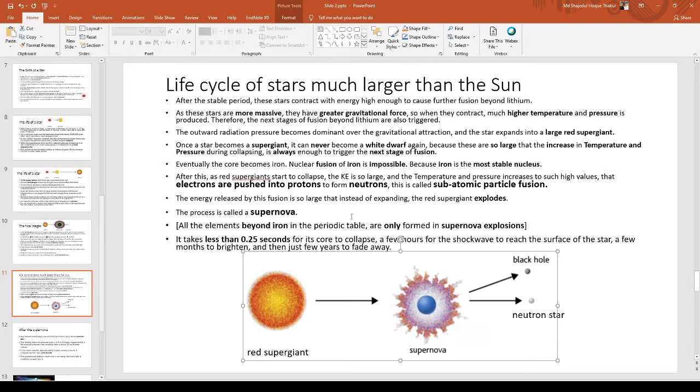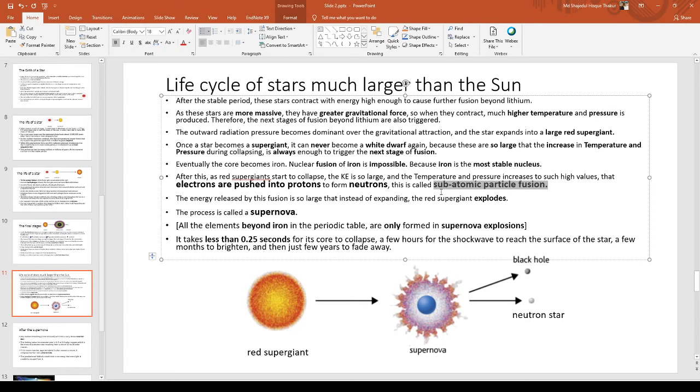However, this subatomic particle fusion will mostly occur where?